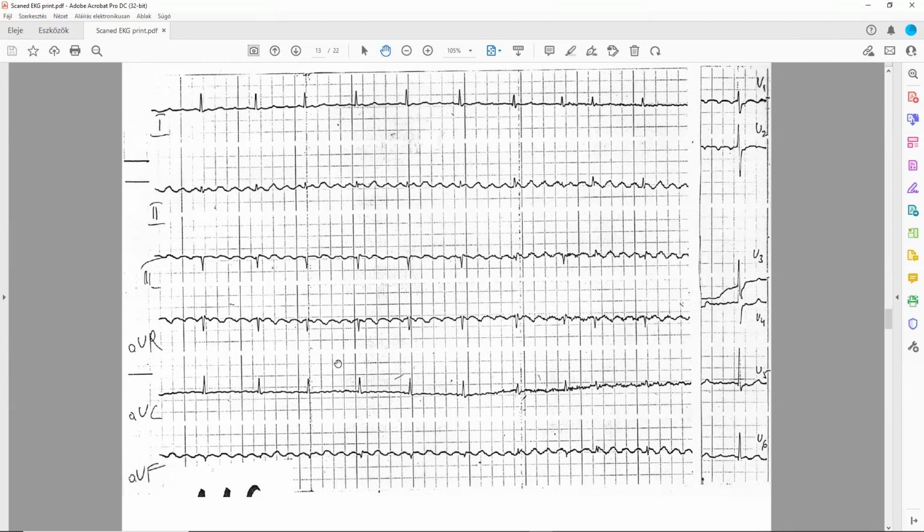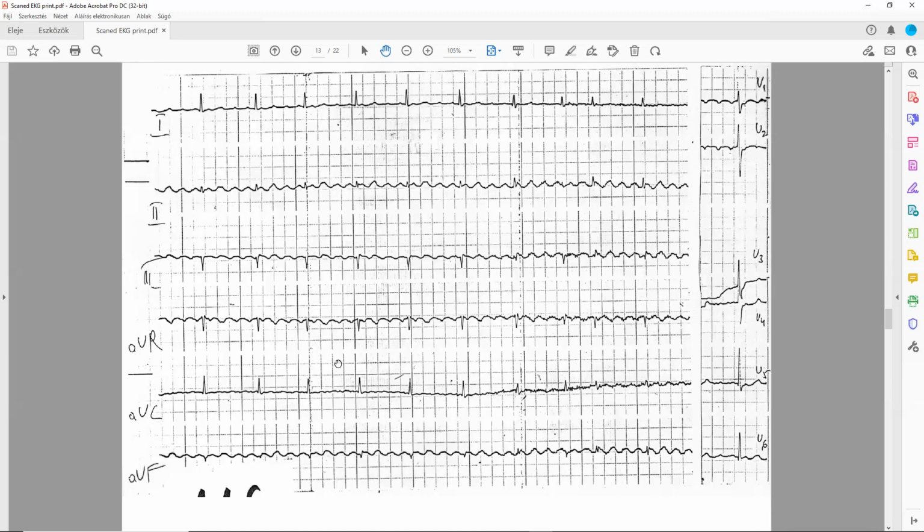So yes, this is atrial flutter, not fibrillation. Sorry. Fibrillation is an arrhythmia with no P wave. Here it's rhythmic, and you do have this sawtooth wave, this capital F wave. Capital F waves mean flutter waves. Okay, so that's atrial flutter.